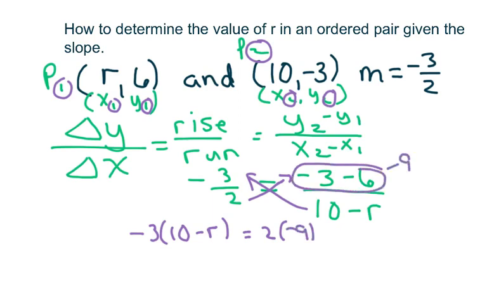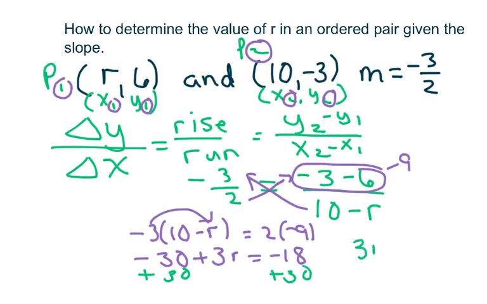So we're going to have negative 3 times 10 minus r equals 2 times negative 9. I'm going to distribute: negative 30 plus 3r. Don't forget to distribute here. Equals negative 18. And I solve for r. When you solve, you do PEMDAS backwards, so we're going to add 30 to both sides. And we're going to get 3r equals 12, so my r equals 4, because you can just do this one in your head. What number times 3 is 12? It's 4. So my r is 4. So up here I would put 4.